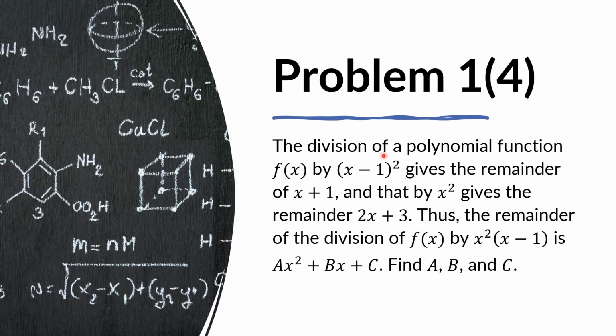The division of a polynomial function f of x by x minus 1 squared gives the remainder of x plus 1. And that by x squared gives the remainder 2x plus 3. Thus, the remainder of the division of f of x by x squared times x minus 1 is ax squared plus bx plus c. Now we need to find a, b, and c.